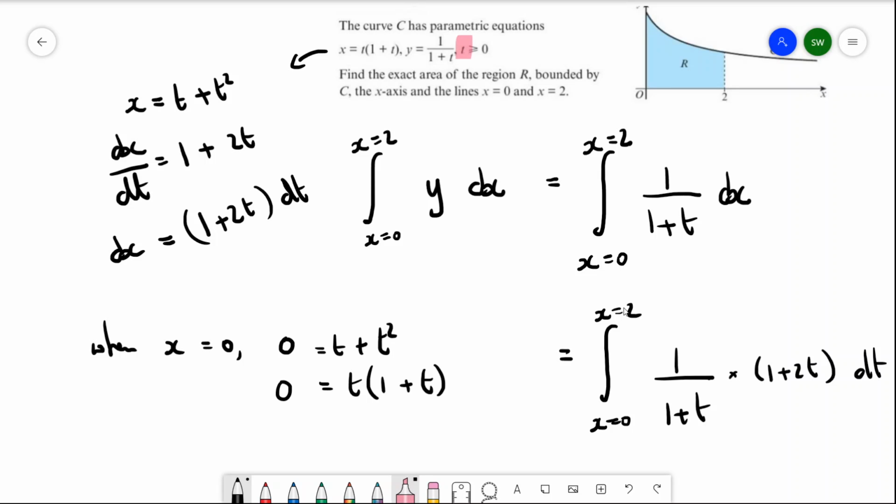Well, we've got this condition here which helps us out. We're told that t is greater than or equal to 0. So if I look at these two solutions, t equals 0 or t equals minus 1, I know that it's not t equals minus 1.